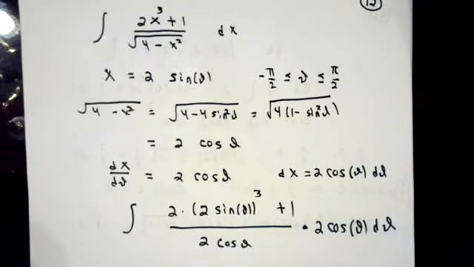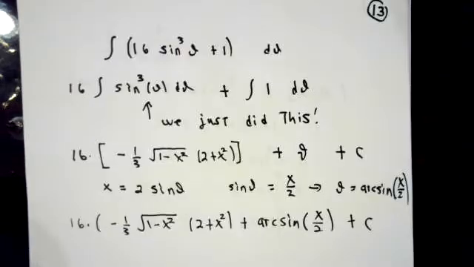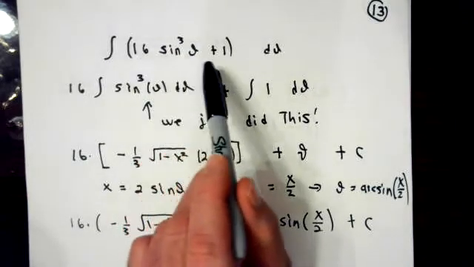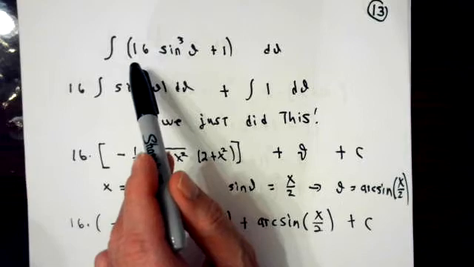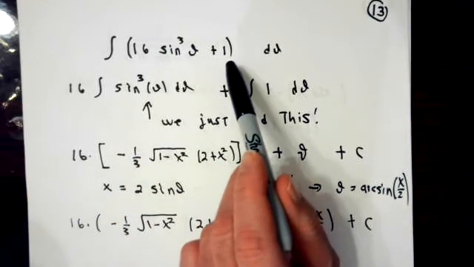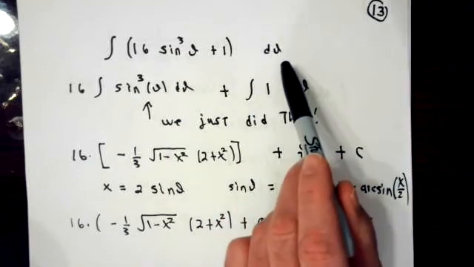If I had not seen to do the dx part, I wouldn't see that things are actually pretty nice. The 2 cosine thetas are going to cancel out. Having canceled them out, 2 cubed is 8, and I had that other factor of 2, so I'll have 16 times sine cubed of theta plus 1 integrated with respect to theta. Now I can break this up into the integral of 16 sine cubed with respect to theta plus the integral of 1 with respect to theta.